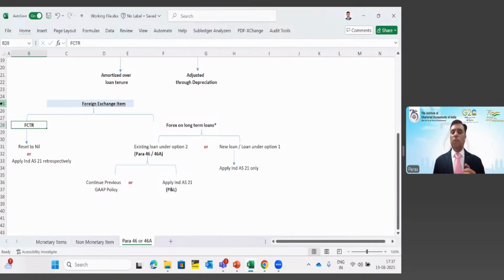Now, let's assume this entity has a foreign operation and hence FCTR is there in its balance sheet, correct? Now, the standard gives you the option: either you can reset this FCTR as nil, or if you want, you can apply the provisions of Ind AS 21 retrospectively. Here, previous GAAP value will not be allowed. You cannot continue with the previous GAAP policy, right? Deemed cost model is not permissible in this case. Either you will have to set your FCTR as nil, or you will have to apply the provisions of Ind AS 21 retrospectively. This is all about Ind AS 21 and AS 11.